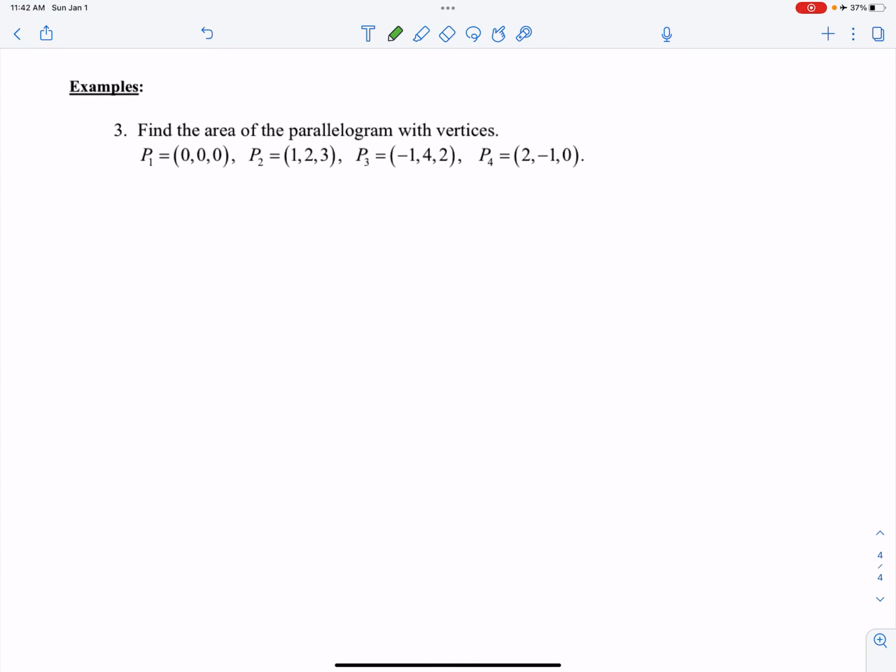All right, our last example is finding the area of the parallelogram with the vertices, points 1, 2, 3, 4, and these are their locations. Point 1 is at 0, 0, 0. Point 2 is at 1, 2, 3. Point 3 is at negative 1, 4, 2. And point 4 is at 2, negative 1, 0.